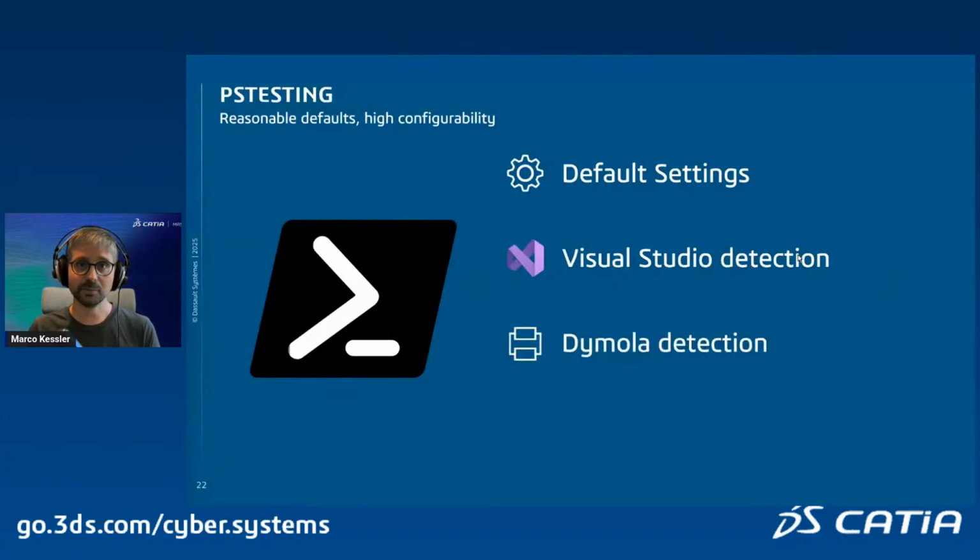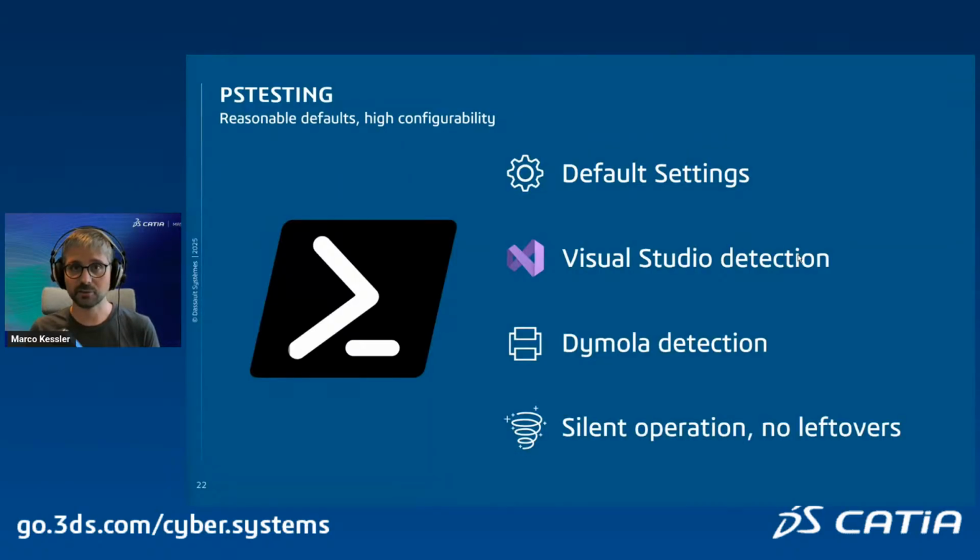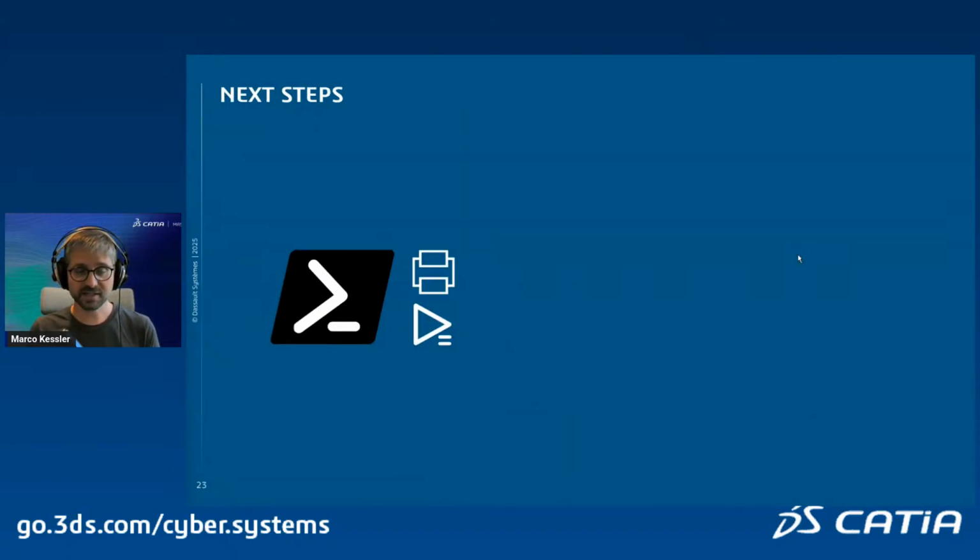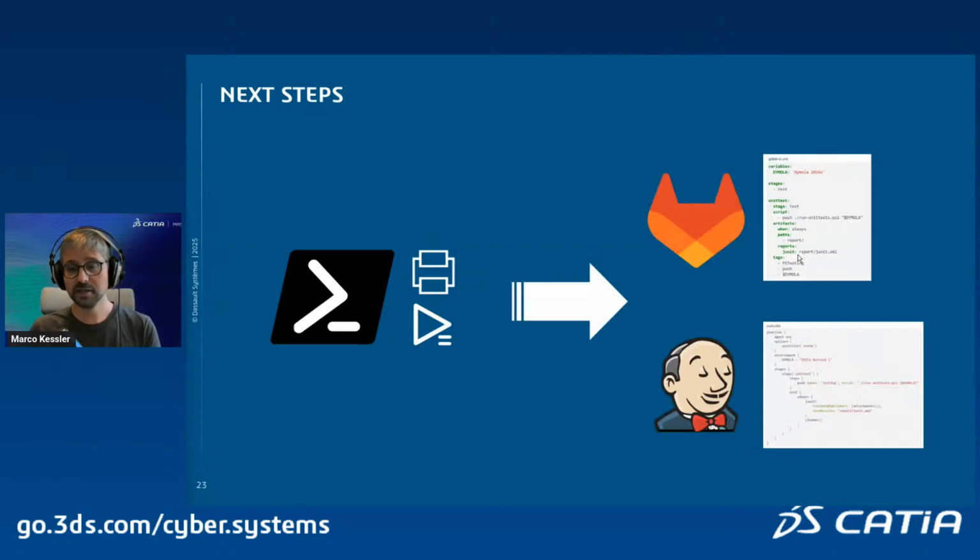We also detect Dymola installations. Default is to use the latest Dymola version, but you can also, again, change the Dymola version. And finally, the goal is to run everything silently in the background without any windows popping up and no leftovers on the hard disk. So with this PowerShell module now, the next step which you can do, which we can't show today as we are running out of time, is you can create test scripts and run them quite easily on a build server like on Jenkins or GitLab. Then you create the JUnit XML and most of those servers understand that.